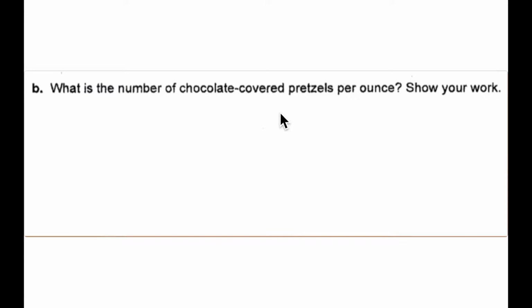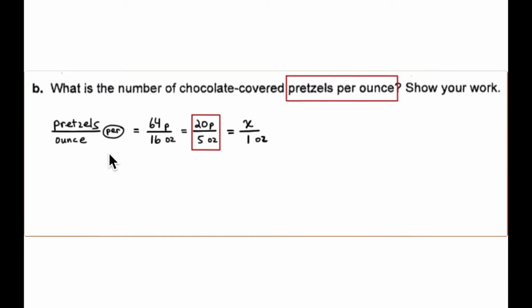For part B, we can now figure out how many pretzels you get for 1 ounce. This is called the unit rate. The unit is 1 ounce. And how many pretzels do you get for that 1 unit of an ounce? So pretzels per 1 ounce. We already know you get 64 pretzels for 16 ounces. That's the same relationship of 20 pretzels per 5 ounces.